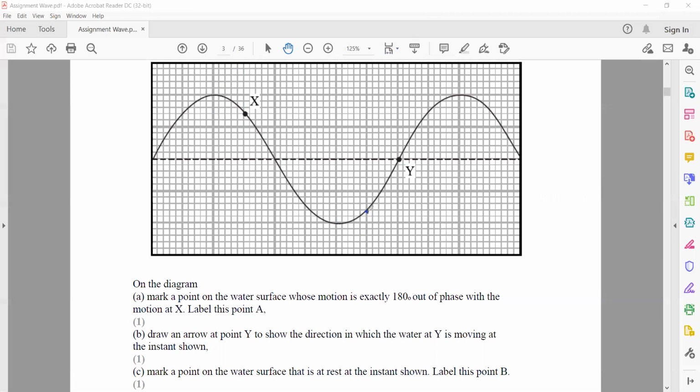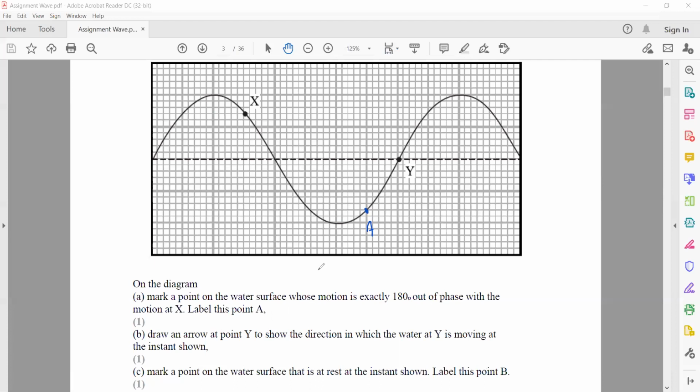So this is a point which is 180 out of phase and we have to label that as A. Draw an arrow at point Y to show the direction in which the water at Y is moving at the instant shown, and mark on the water surface a point that is at rest, and label that point as D.